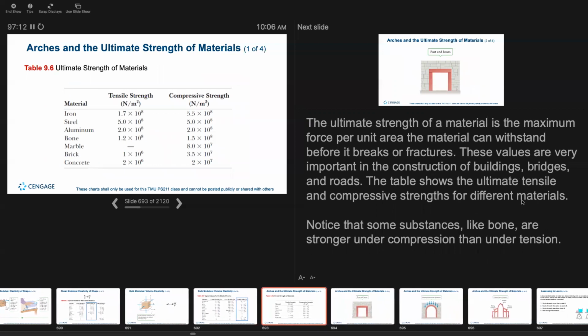The ultimate strength of a material is the maximum force per unit area the material can withstand before it breaks or fractures. These values are very important in the construction of buildings, bridges, and roads. The table shows the ultimate tensile and compressive strength for different materials. Note that some substances like bones are stronger under compression than tension.